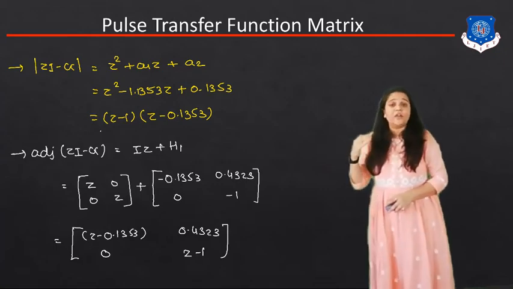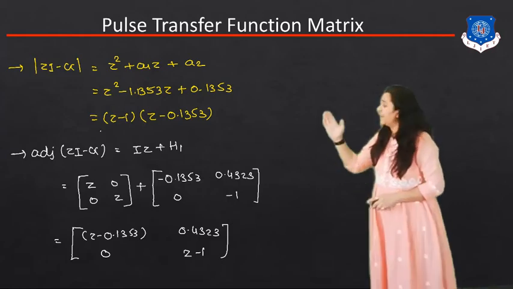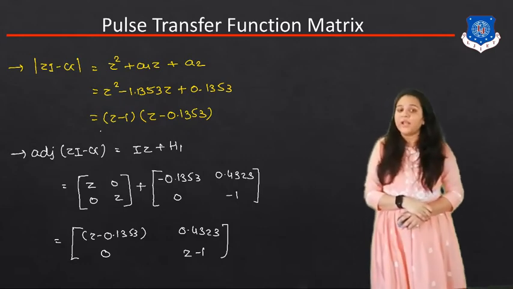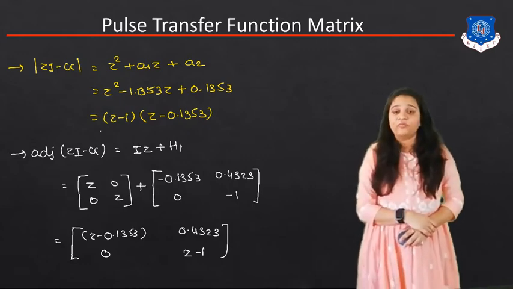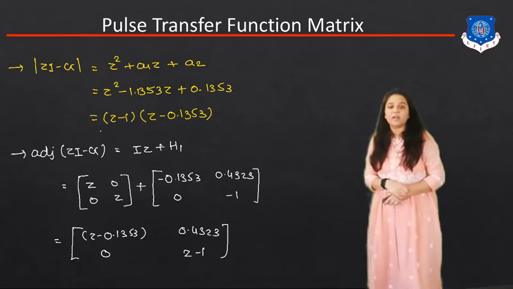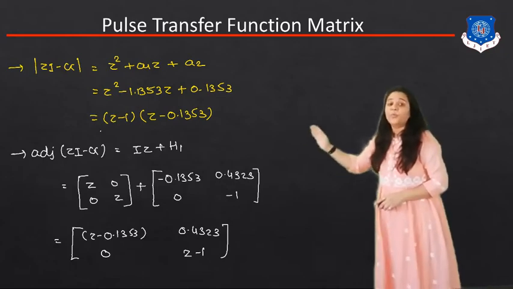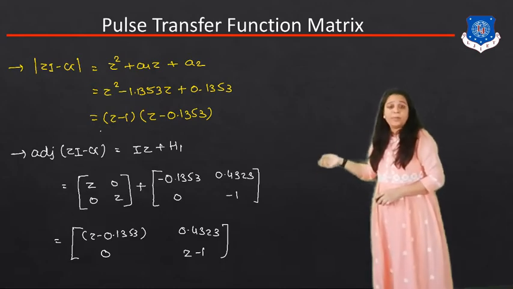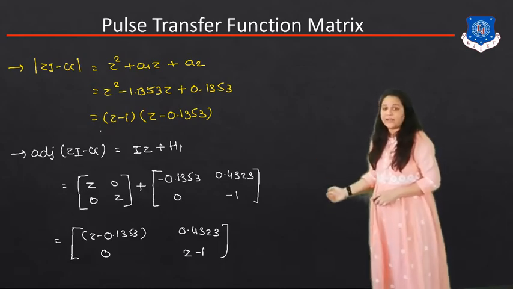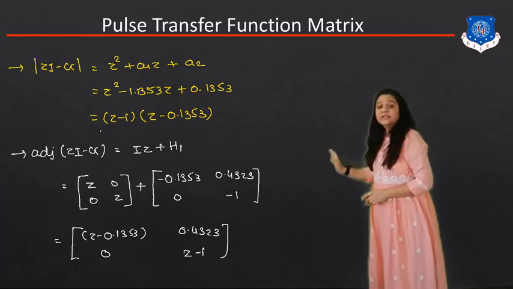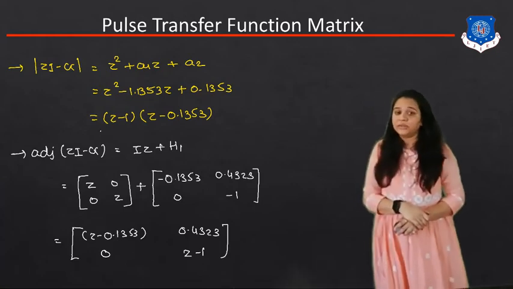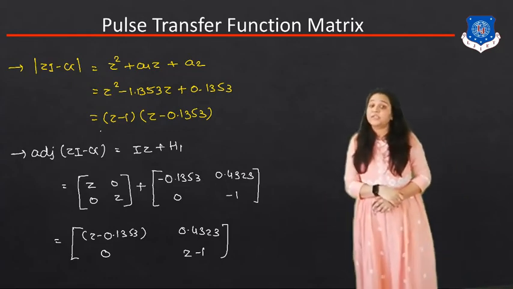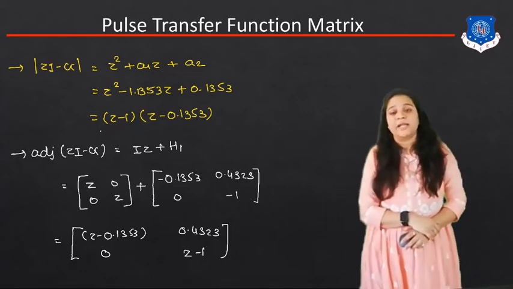Now for the adjoint, the equation of adjoint of zI minus A is equal to Iz plus H1. If we find the value of H2, the equation will become Iz square plus H1z plus H2. But here, to find the value of H2 we get z0, so the equation will become Iz plus H1. Put the values of I and H1 in this equation and then simply add these two matrices. We can get the final answer: z minus 0.1353, 0.4323, 0 and z minus 1. So this is the answer of the adjoint of zI minus A.